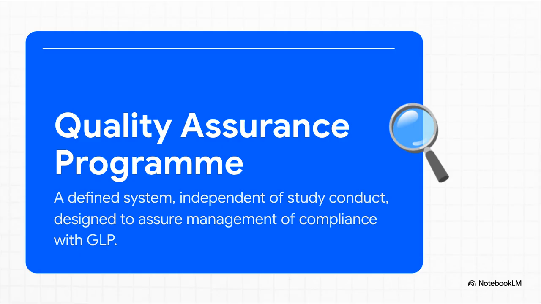First, it's a defined system. That means it's not just random checks, it's a structured, planned program. And second, and this is the big one, it's independent of study conduct. This means the QA staff literally cannot be involved in doing the study work they're supposed to be auditing. That separation, it's non-negotiable. It's the very source of their credibility.